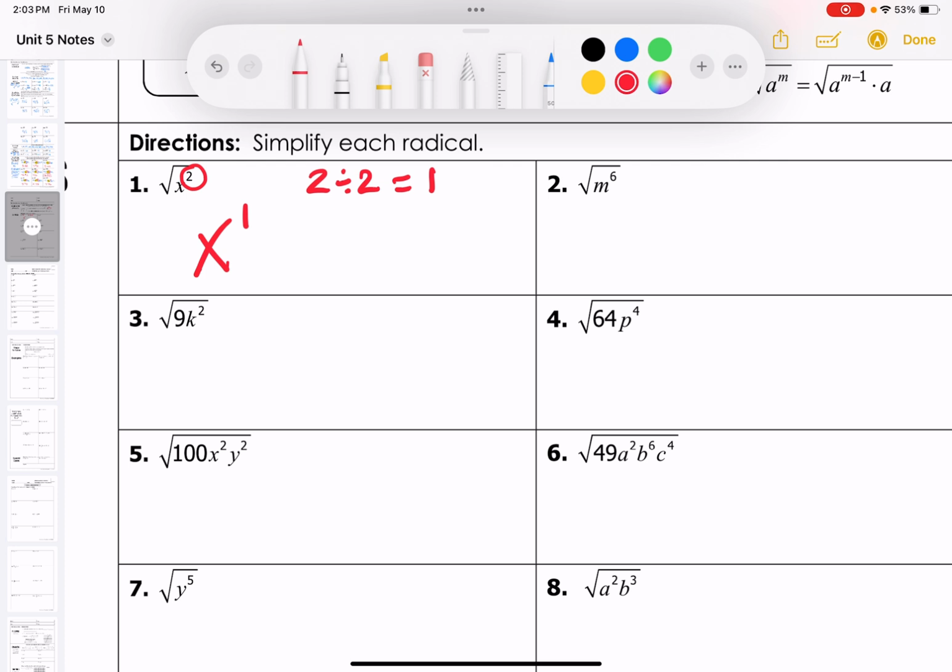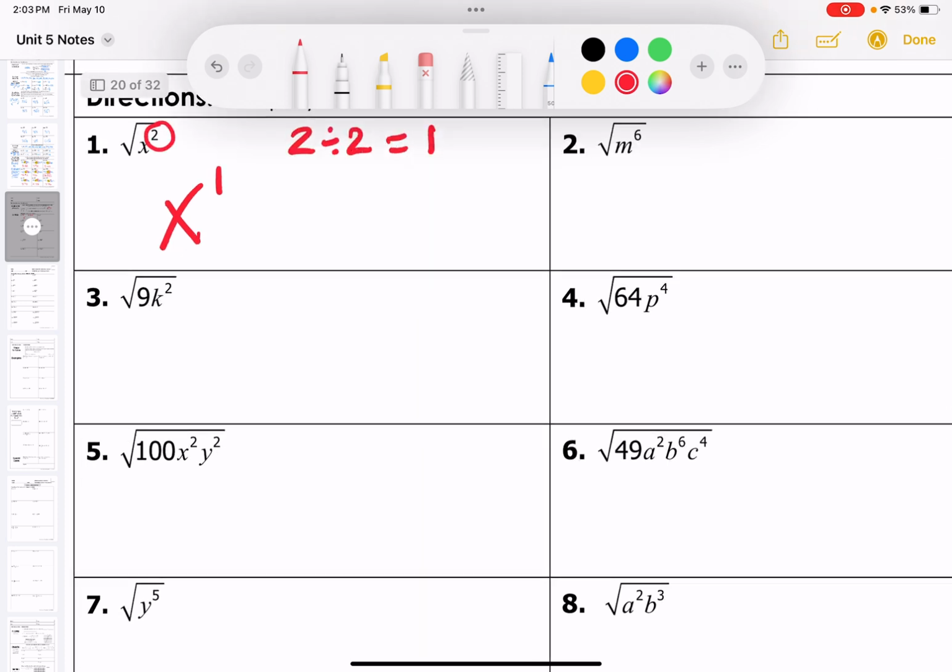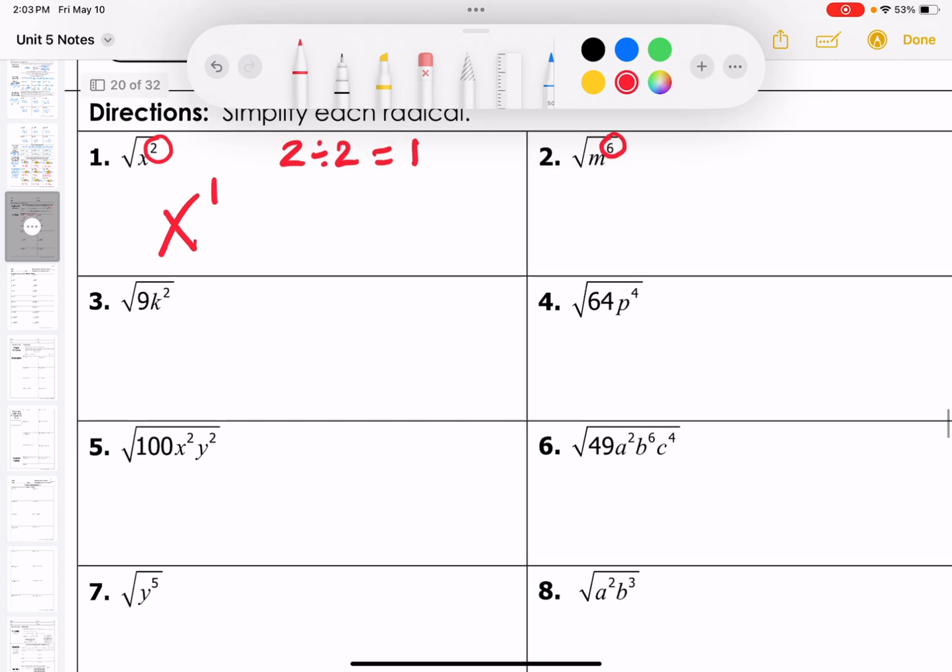So number 2, square root of m to the 6th power. 6 is an even number, so I'm just going to take it, divide it by 2, and that's going to give me 3. So I drop the square root, and I get m to the 3rd power.